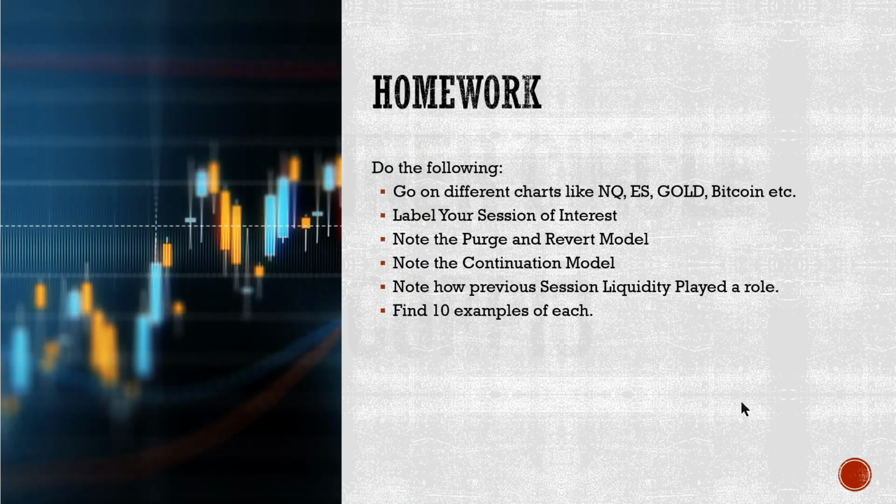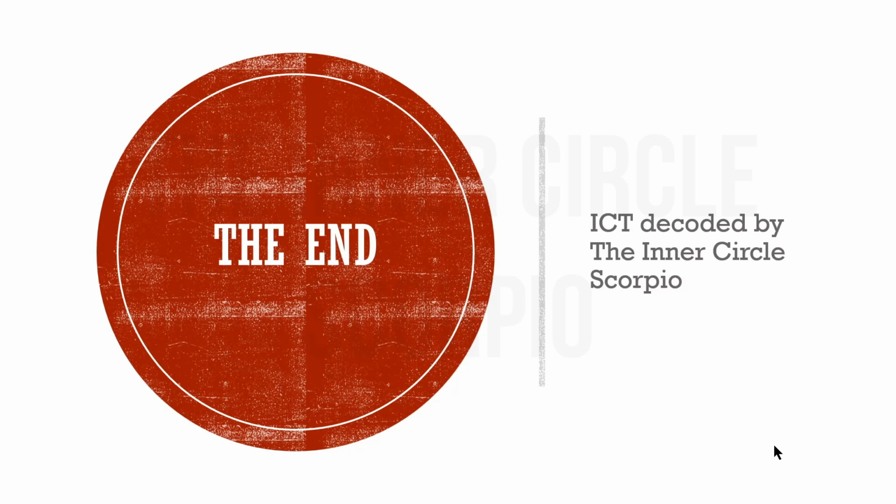And now it's time for homework. What I want you to do is go on all these charts over here, label your session of interest, note if there was a purge and revert model in play or a continuation model in play, and see how the previous session liquidity played a role. Because I'm a day trader and I'm teaching day trading, I want you to look at the previous session's liquidity as a whole, and then find 10 examples each for the purge and revert and the continuation model. Okay, and with that, this lecture comes to an end, and I'll see you in the next lecture.